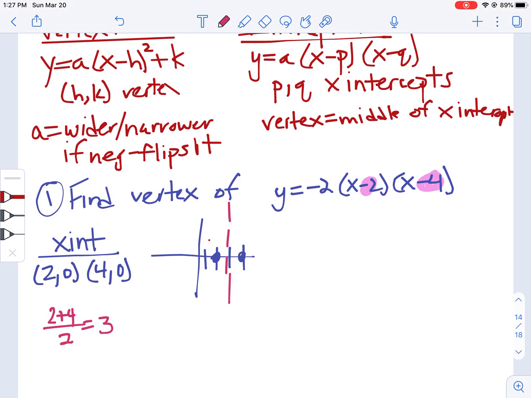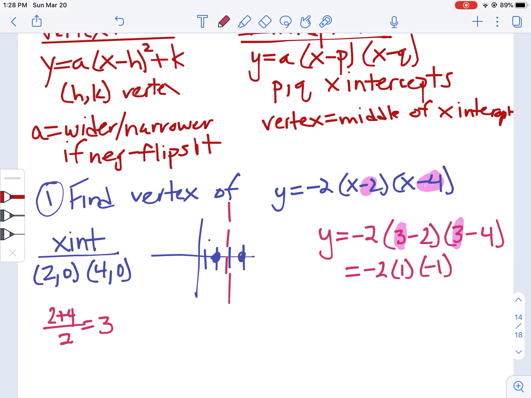But what about our y-coordinate? Well, we have to plug that in. So we plug in our x value of 3: -2(3 - 2)(3 - 4). So negative 2 times 1 times negative 1, so that equals positive 2. So our vertex is at (3, 2), and that makes sense, because now we'd have a parabola going down.